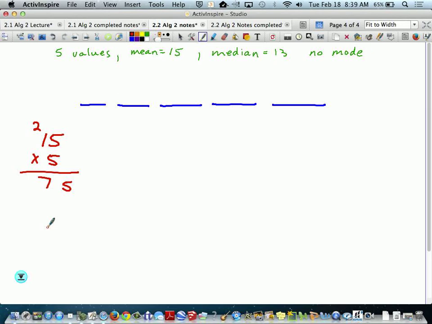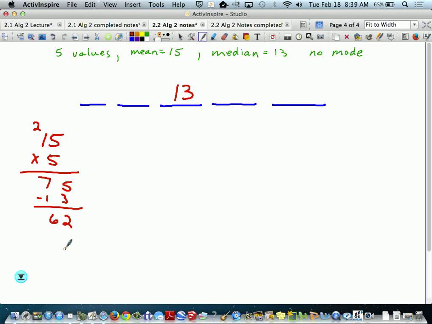What else? The middle number has to be 13 because that's the median. So let's put that in there. When you put 13 in there, just go back to your total here and subtract 13. So now I just have to fill in the rest of the values.